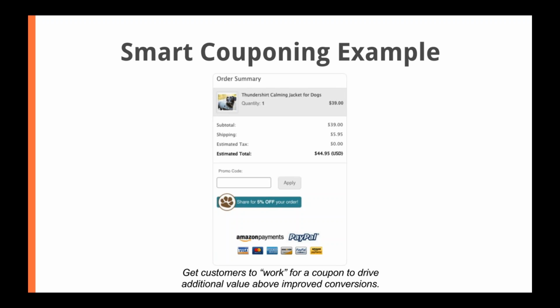So what we see better success with is offering what we would consider a smart coupon. An example would be entering your email to get a percentage off. The example that we have here is a share for 5% off your order. This is a good way to get additional value from the customer, but at the same time give them some sort of promotion to help improve those conversion rates.